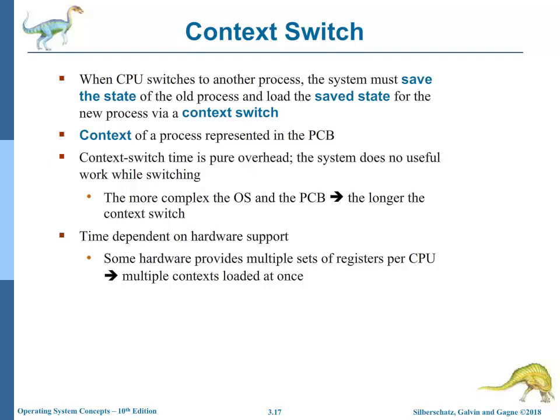Switching speed varies from machine to machine depending on the memory speed, the number of registers that must be copied, and the existence of special instructions. A typical speed is several microseconds. Context switch times are highly dependent on hardware support. For instance, some processors provide multiple sets of registers. A context switch here simply requires changing the pointer to the current register set. Multiple contexts can be loaded at once.